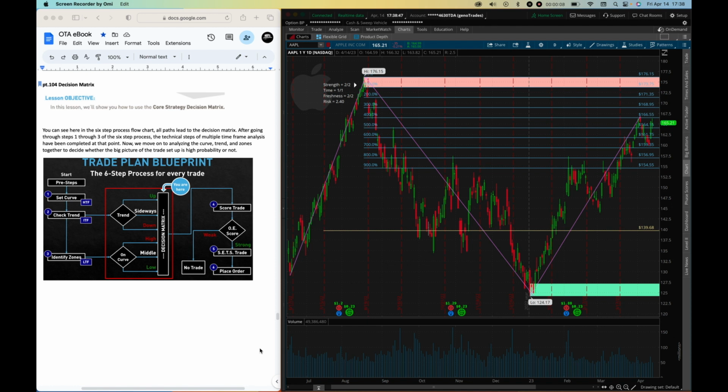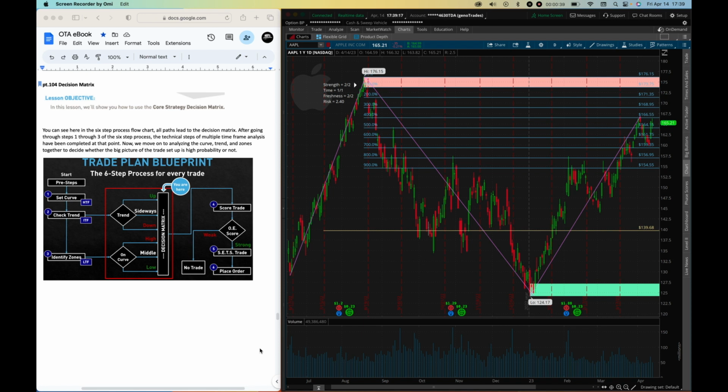In this lesson, we'll show you how to use the core strategy decision matrix. You can see here in the 6-step process flowchart, all paths lead to the decision matrix. You can see it there in the middle of the screenshot on the left-hand side. After going through steps 1 through 3 of the 6-step process, the technical steps of multiple time frame analysis have been completed at that point.